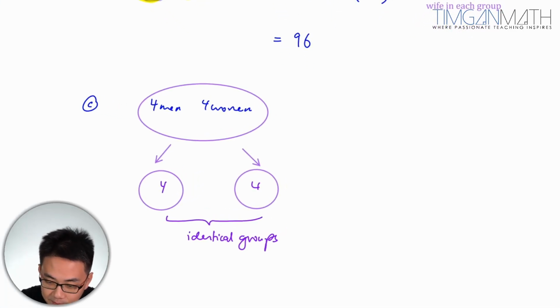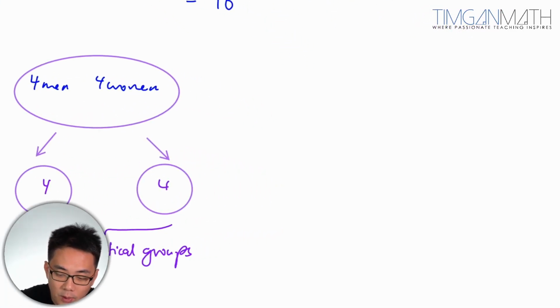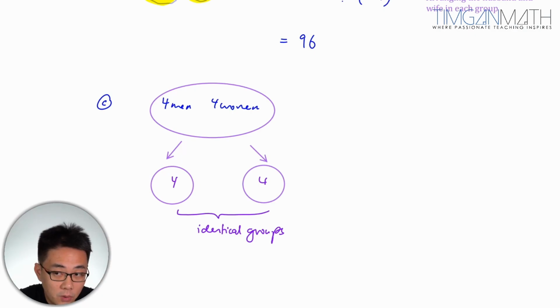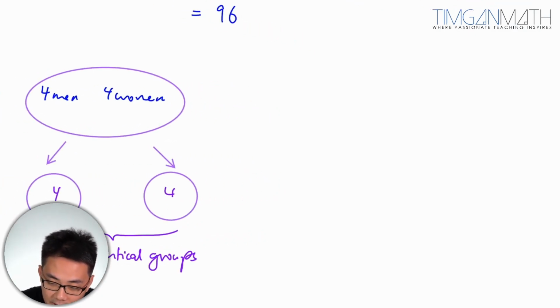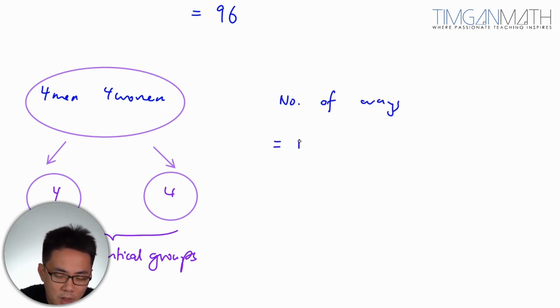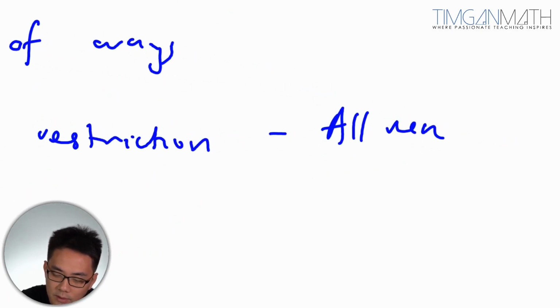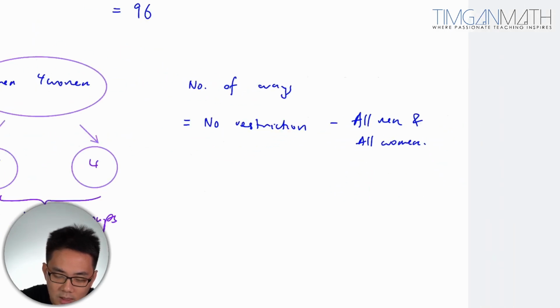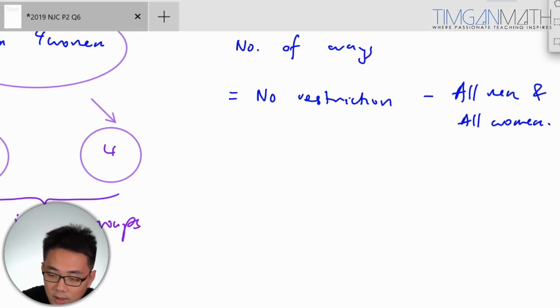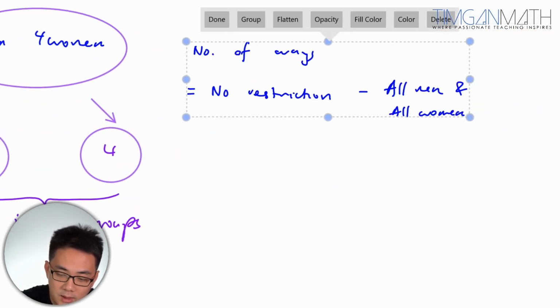Okay, so in this case, what we need is we do not want all men and all women here. So in other words, we are looking at a number of restrictions and a number of ways that requires. We could use the complement rule, which is we just take no restriction minus all men in one group, all men and all women. Okay, this is a bit tricky. I think this is generally what students will forget to do. Let's see how we can do this.